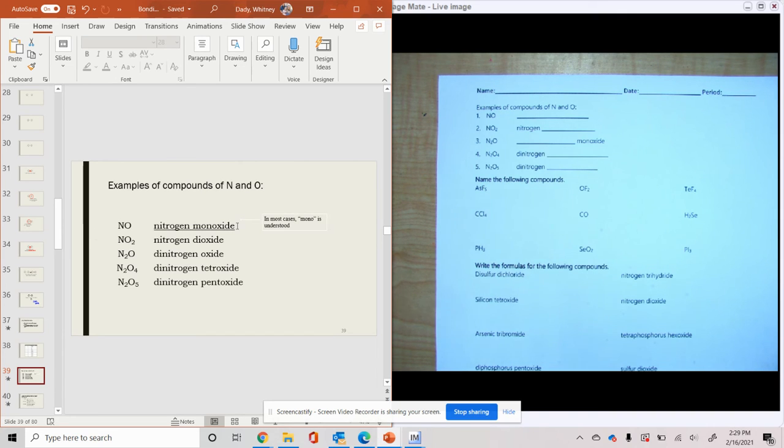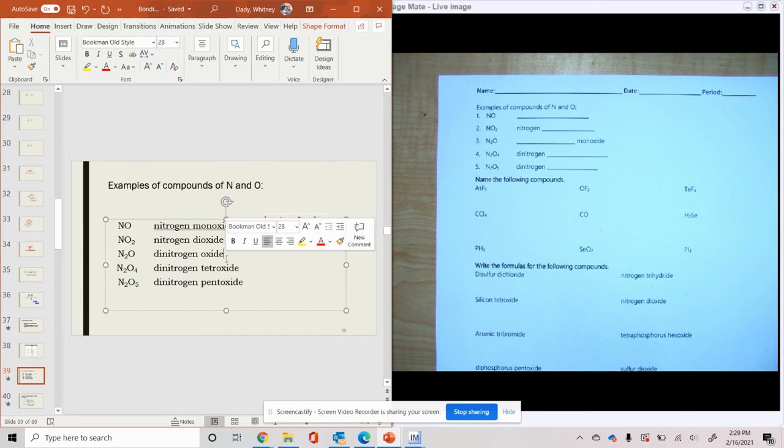The second one would be nitrogen dioxide. Di means 2. Next one, dinitrogen oxide. So if you see on the third one, because I have a prefix on the first one, I don't have to put monoxide. Then you have dinitrogen tetroxide, and then you have dinitrogen pentoxide. And so for these, you're not having to figure out the ionic charge on them. And so writing the formula is actually pretty easy because you just have to memorize the prefixes.